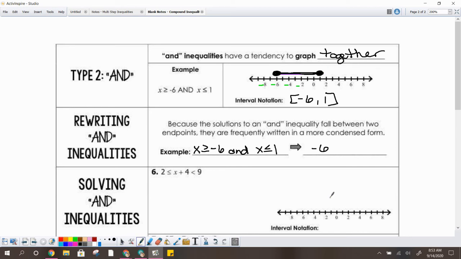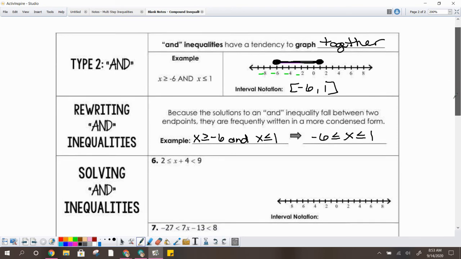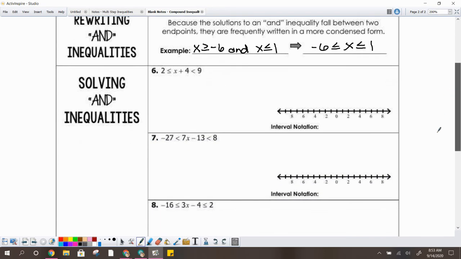So -6 is less than or equal to x, so that's the middle part, okay, which is also less than or equal to 1. So if you're seeing an AND inequality, you're probably going to see it written like this. Just so you are aware, this means and because there's only the one x, and it's x is in between this and this, but it can also include those two parts. All right, so we're going to go ahead and solve AND inequalities.